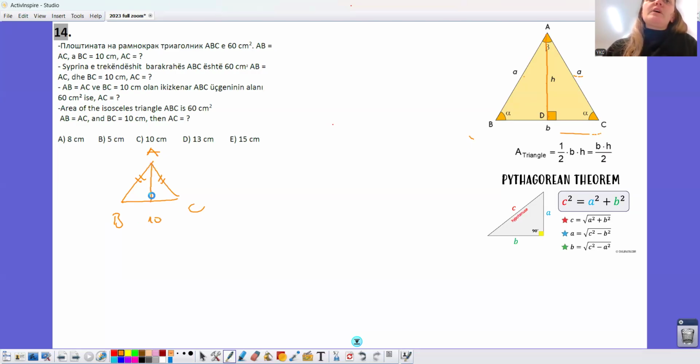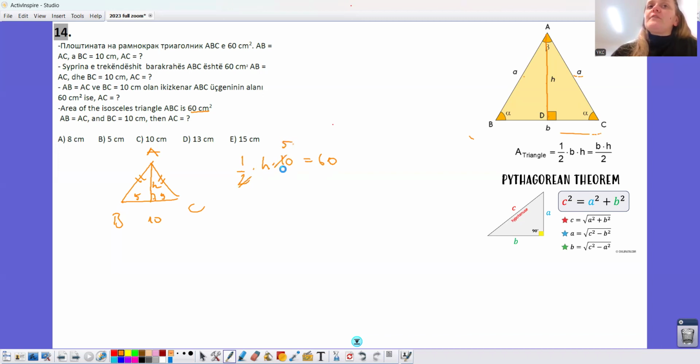If I draw the height, the height will divide BC into two equal parts, which is 5 and 5, and h. And what is given? The area is given. The area of a triangle is always 1/2 times base times height, as it's written here. So we know the base, we don't know the height, we know the area. So it will become 1/2 times h times 10 is equal to 60. From here we'll find h.